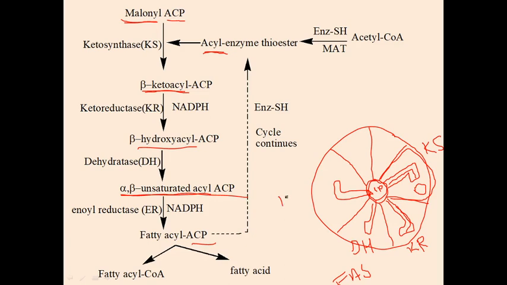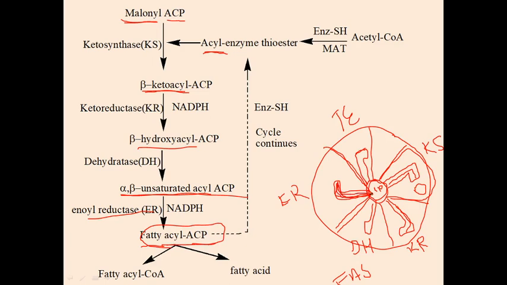This is enoyl reductase. Now what does enoyl reductase do? It will reduce this alpha beta unsaturated group into a saturated fatty acid. If the reaction is complete, and the fatty acid is the length the cell wants, then ACP will take this molecule to thioesterase, and thioesterase will break down the fatty acyl ACP into fatty acid.